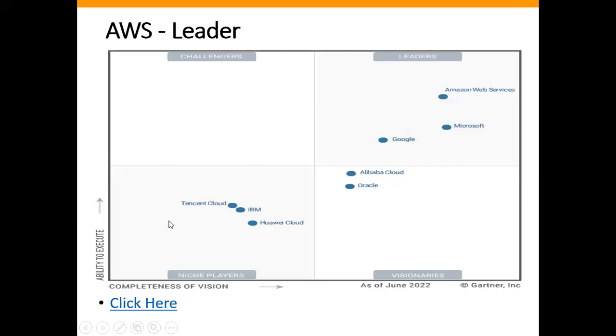And if you see here, this is the leaderboard in the market. Currently, which cloud is number 1 right now? AWS is the number 1 cloud in the market. And this review we got in June 2022. After that, we didn't receive any review from the market.